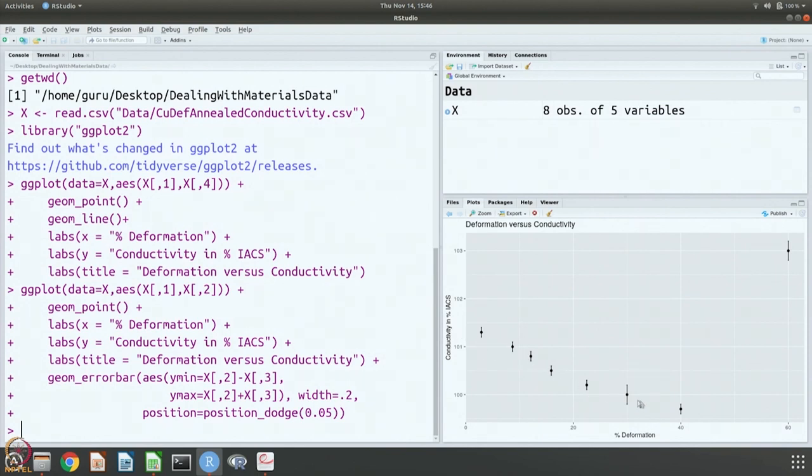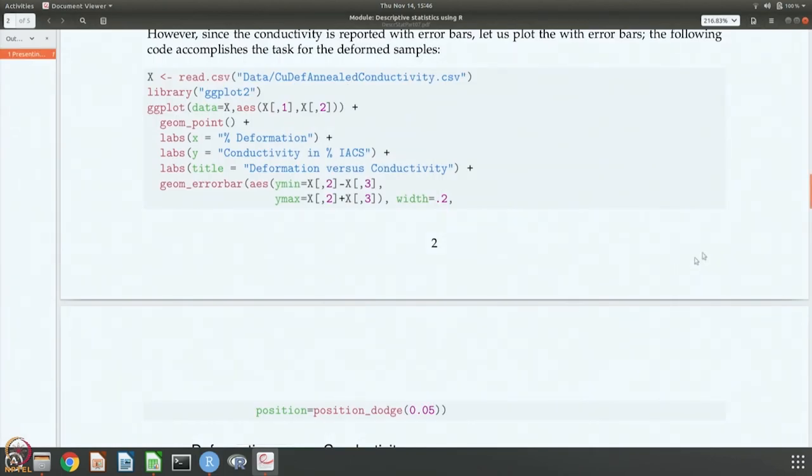So you can see a trend that conductivity is decreasing with increasing percentage deformation in deformed samples, except that 60% shows a really large value, more than even something that is deformed only a few percent. So it does not make sense. Anyway, that is one.